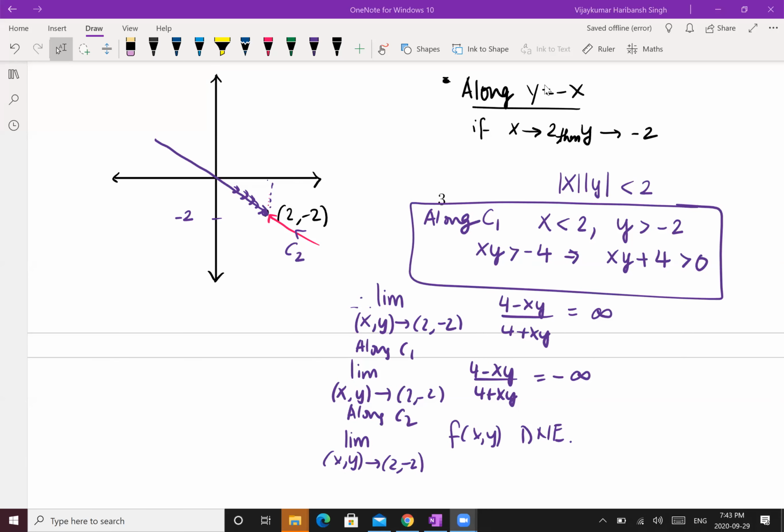So until now, we have one tool in our hand, namely, if we have to show that the limit does not exist, we just need to find two paths along which the limits are different.